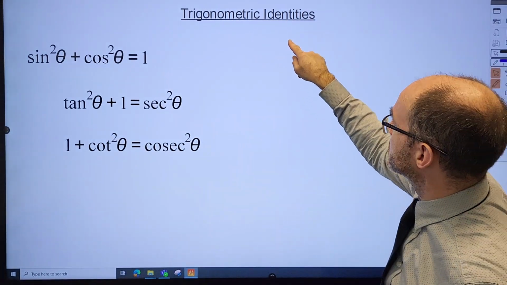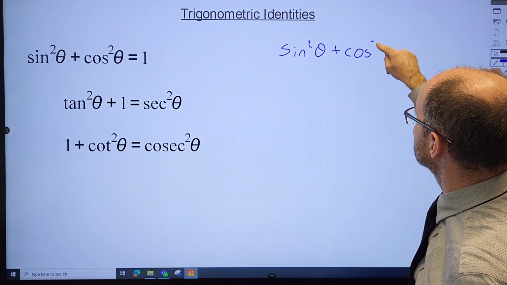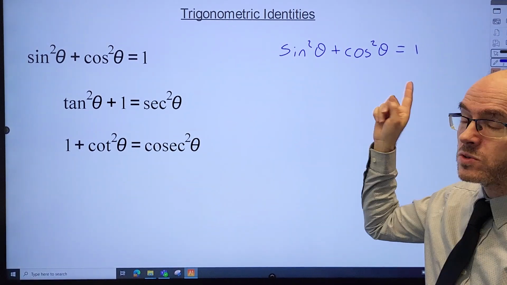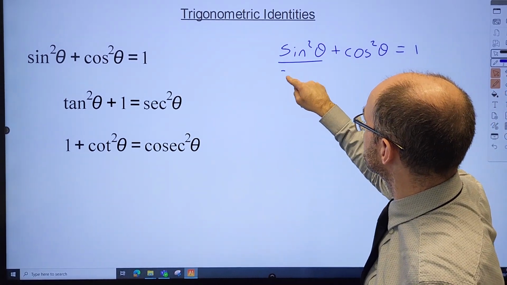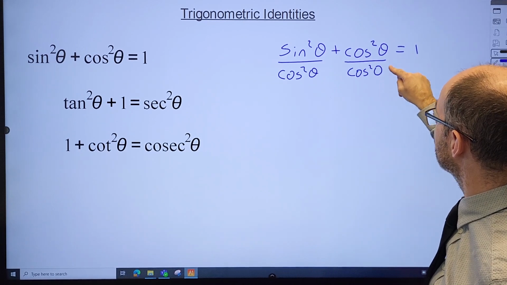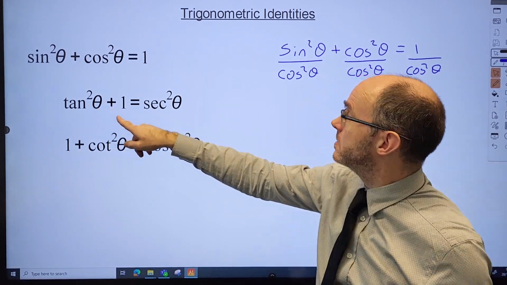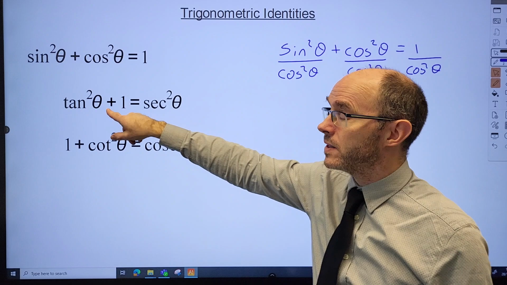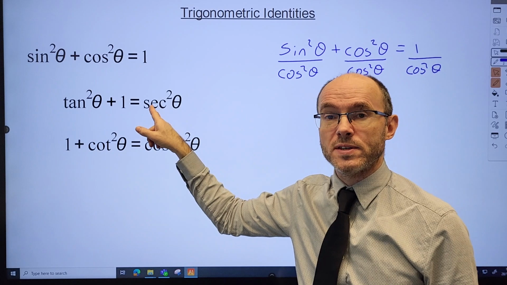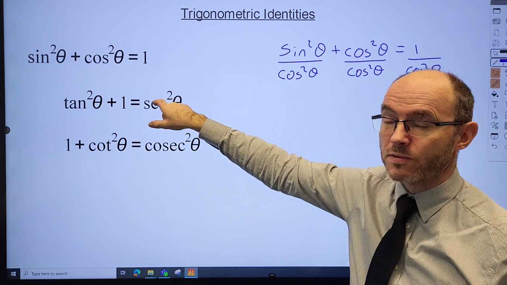So if I start with the top one, sine squared theta plus cos squared theta is equal to 1. If you divide both sides by cosine squared theta, this over cos squared theta, this over cos squared theta, and this over cos squared theta, can you see you end up with this one here? Sine squared over cos squared is tan squared. Cos squared over cos squared is 1, and 1 over cos squared theta is sec squared theta. So it's a rather simple step. You start with this, and then just put in this line, and then you've got your result.